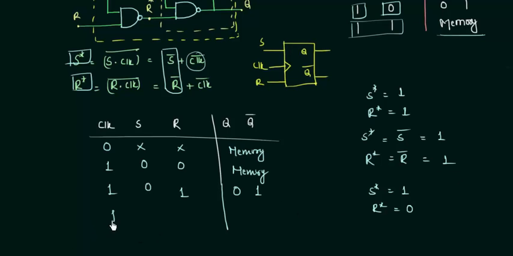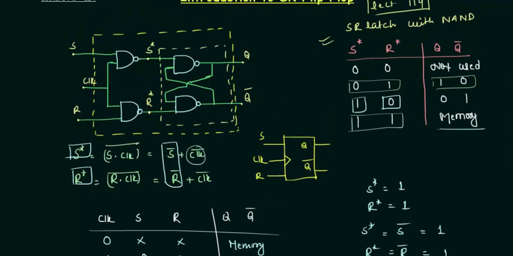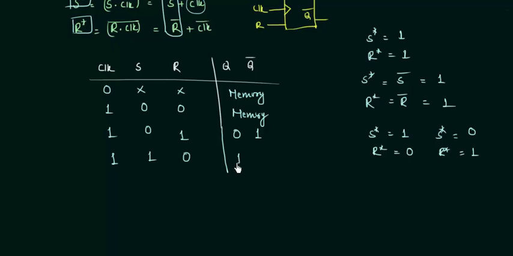Now we will see for the next case when S is 1 and R is 0. So let's see what will be the value for S star and R star. In this case S star will be 0 and R star will be 1. Now let's see from this truth table, the truth table for SR latch with NAND gate. When S is 0 and R is 1, we are having Q as 1 and Q complement as 0. So Q is 1 and Q complement is 0.